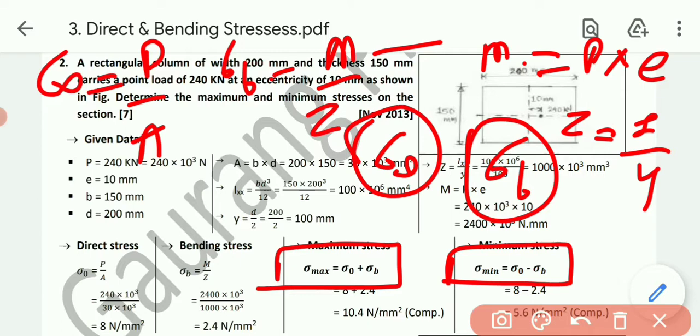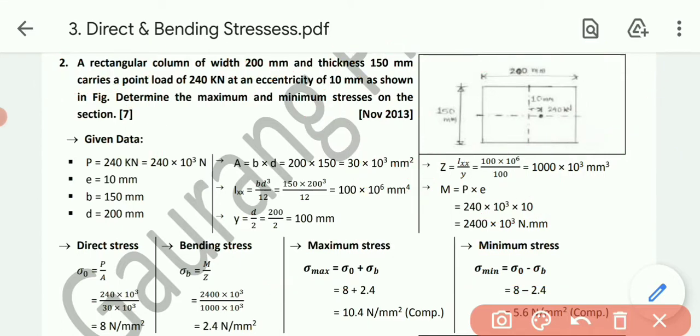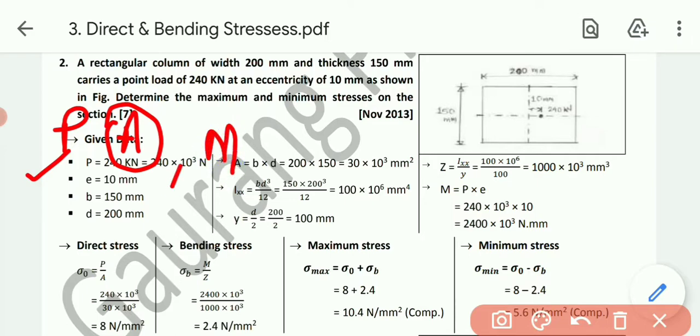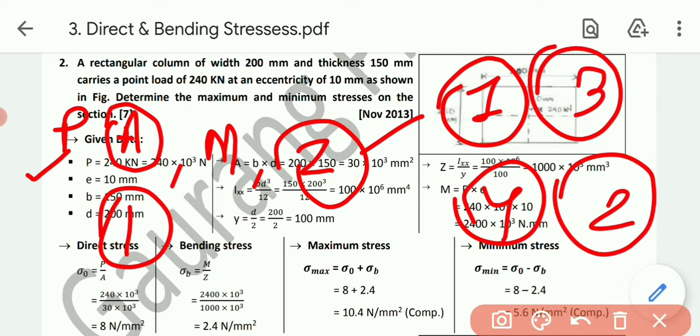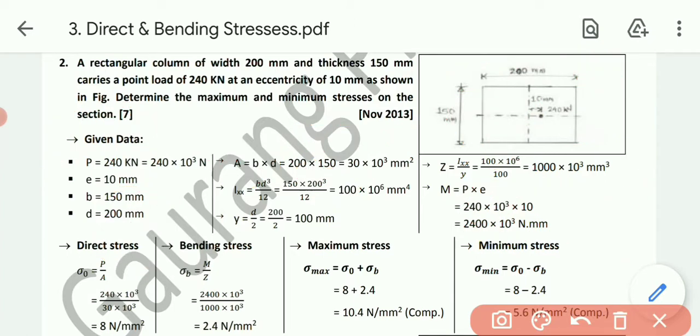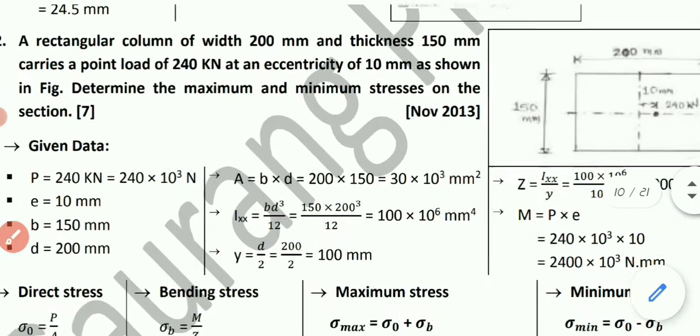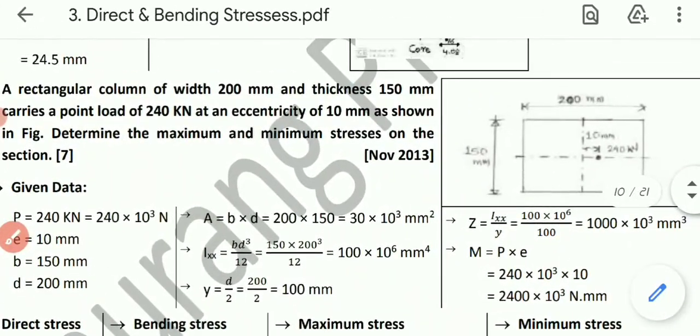So ultimately, to solve sigma max and sigma minimum, first P will be given to us in the data. Next, we need to calculate area. Then we need to calculate moment, that is P into E. And then we need to calculate Z. For Z I need two values, moment of inertia and Cg. So in each and every example I need to calculate first the area, second Cg, and third its MI. Once I get all these three values, then I will calculate moment, that is P into E, and then the remaining one. In each example we will do it in a similar way. So first of all, let's calculate the unknown parameters.